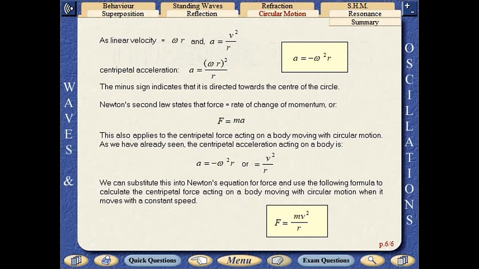Newton's second law states that force equals rate of change of momentum, or F equals ma. This also applies to the centripetal force acting on a body moving with circular motion. As we have already seen, the centripetal acceleration acting on a body is a equals minus omega squared r, or v squared over r. We can substitute this into Newton's equation for force and use the following formula to calculate the centripetal force acting on a body moving with circular motion when it moves with a constant speed. F equals mv squared over r.